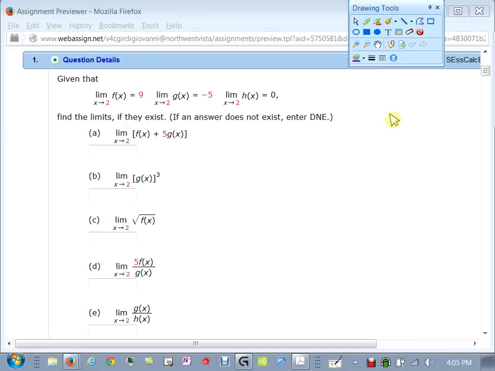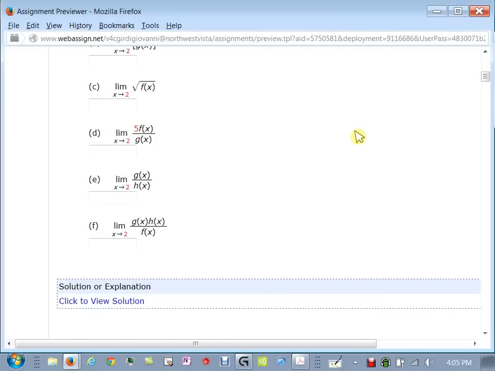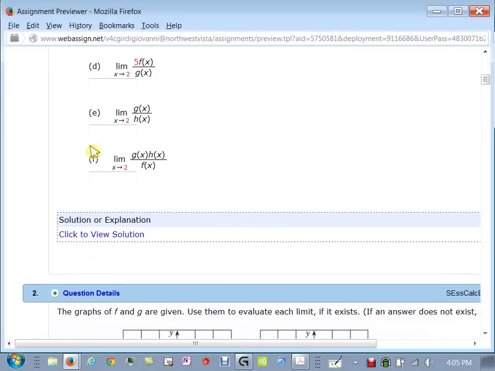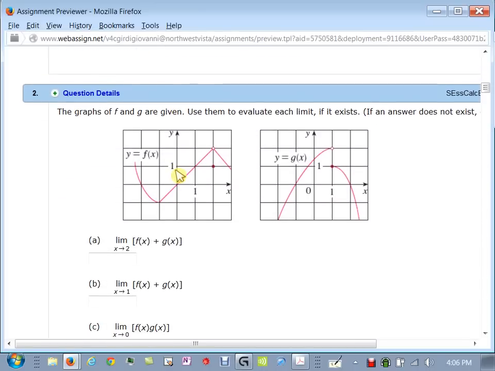Let me see if there's anything else here. This one, all you do is do the limit here, do the limit here, do the limit here, and then multiply those two answers and divide by that other one. So I'll just leave that.